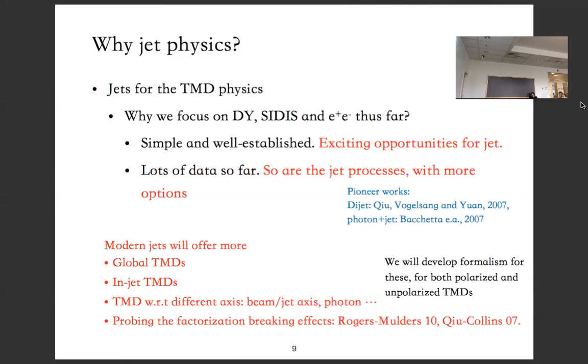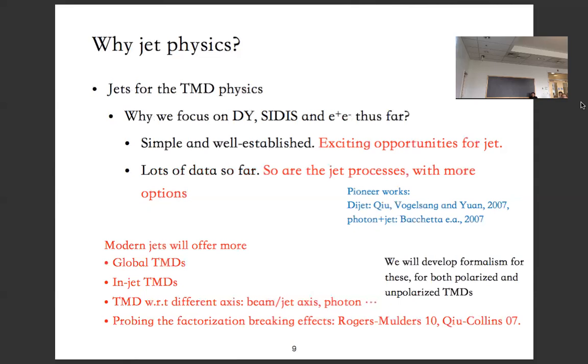And also, from the fixed order calculation side, for jet physics, as we saw before, we also achieve next-to-leading order or even beyond. From the fixed order point of view, they're the same, as good as those processes. We have lots of data for jet processes, and also we have lots of options.